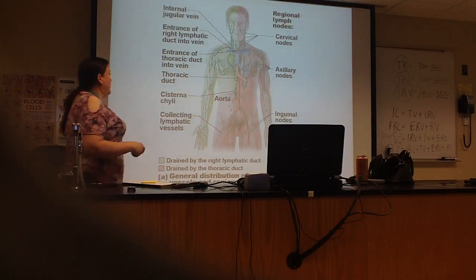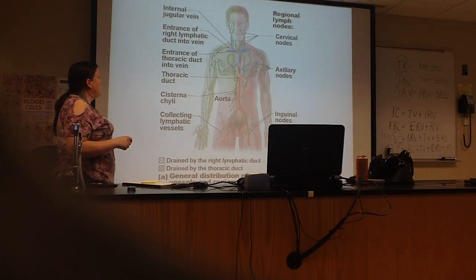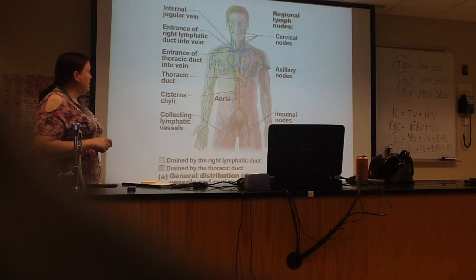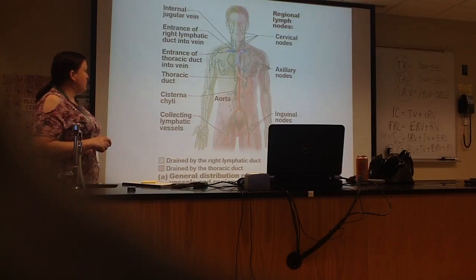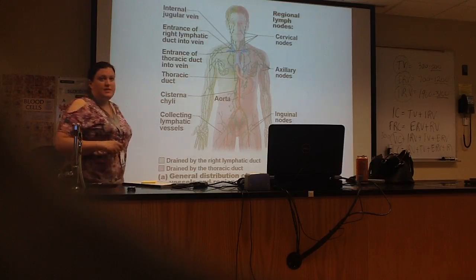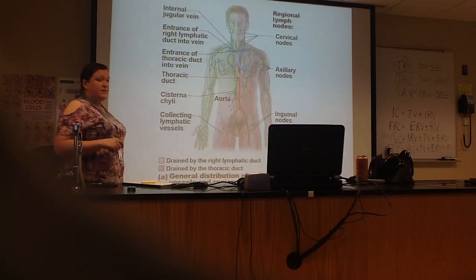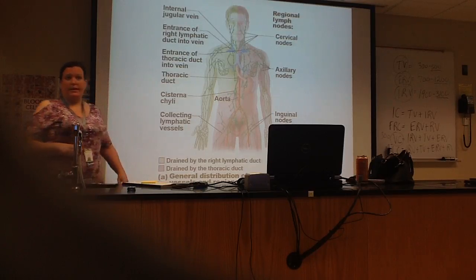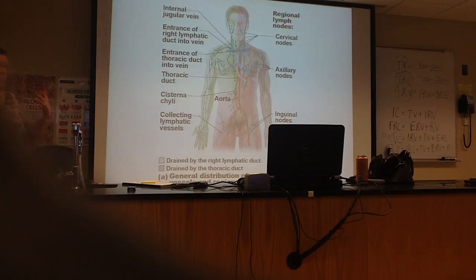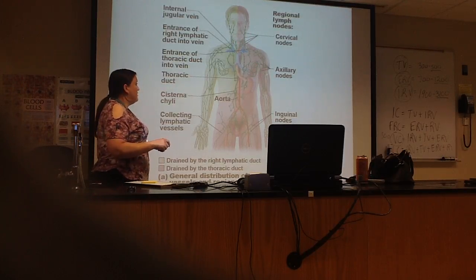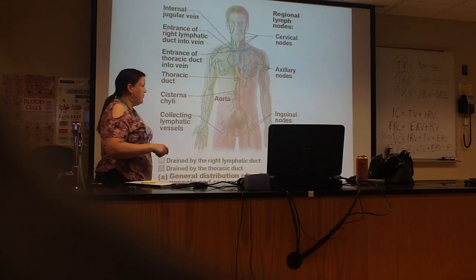Now on this picture, we can see up here, this is the right lymphatic duct. It empties into the fork between those 2 veins. And then this long duct that empties into this fork on the left side is the thoracic duct. Remember, the cisterna chyli leads to the thoracic duct, and all the lymph from the lower body goes into that cisterna chyli. Also make sure you can identify the cervical nodes in the neck, the axillary nodes in the armpit, and the inguinal nodes in the groin.